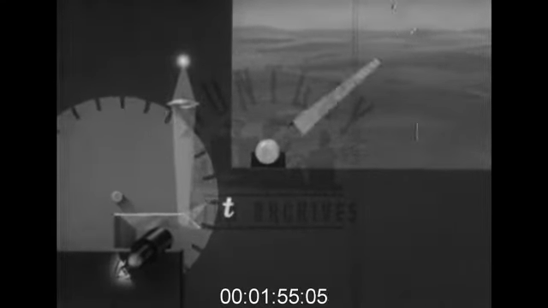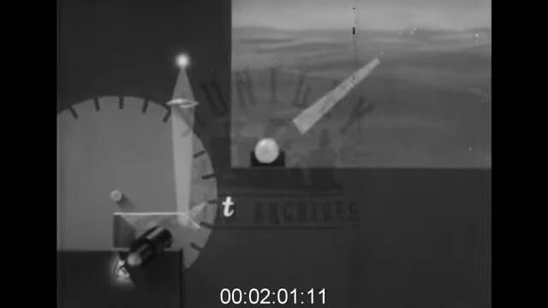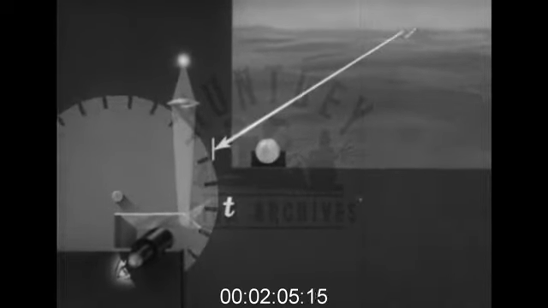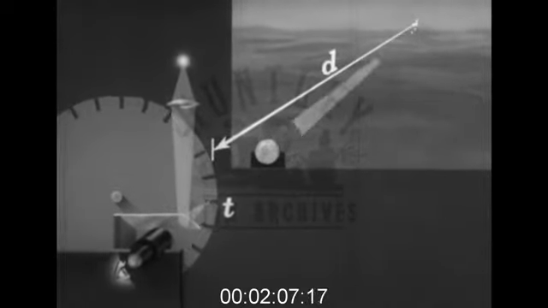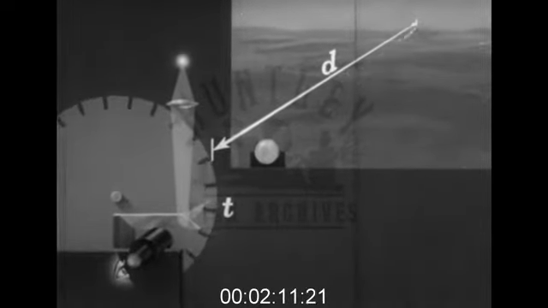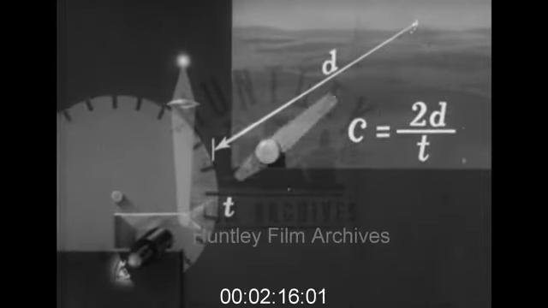The time t the wheel takes to rotate from one slot to the next is equal to the time the light takes to go to the distant mirror and back. If the distance between the wheel and the mirror is d, and the time to go twice this distance is t, then the speed of light, c, is equal to 2d over t.